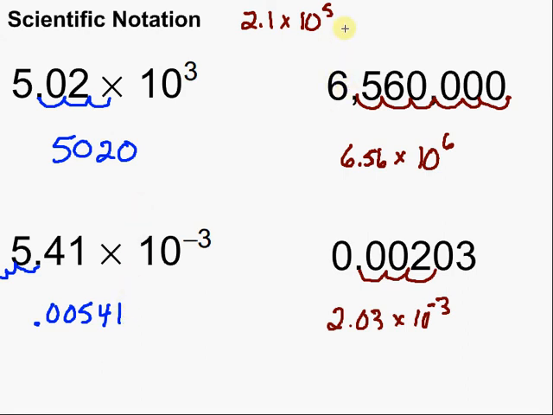So scientific notation. If we're asked to write a number from standard form into scientific notation, we want to move the decimal an appropriate number of places so we get one non-zero digit to the left of the decimal. If it's already in scientific notation, we use that power of 10 to determine how many places we move it, and if it's positive or negative, that tells us whether we go to the right or to the left.